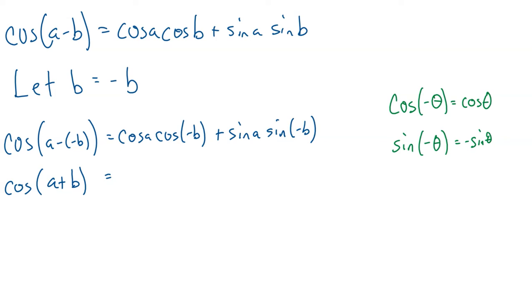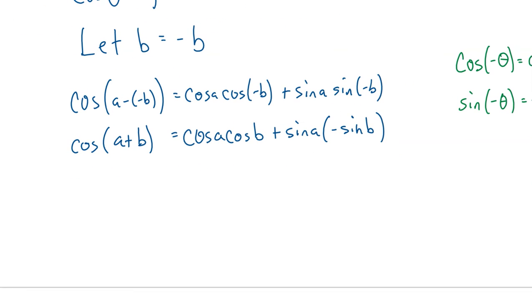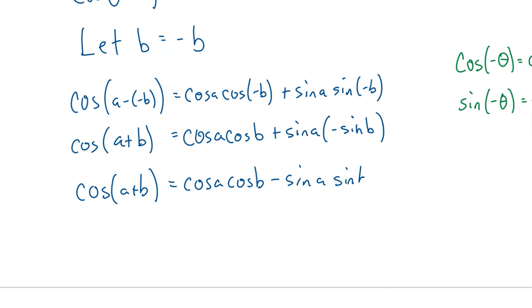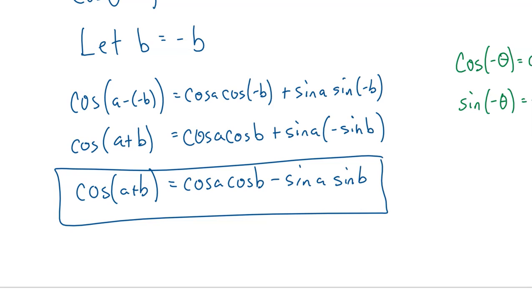Okay. Good timing. So this is cos A cos B plus sine A times negative sine B. But of course, we want to rewrite this to be cos of A plus B. So that's 2 of the 6 already done.